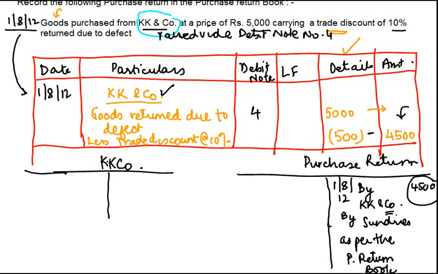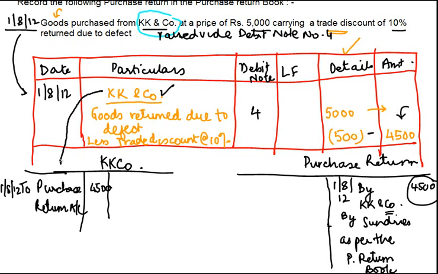Similarly, in the account of KK and Company, you will debit them, again the date has to be the same, to purchase return account 4,500, right? And therefore the posting is completed. So KK is debited, purchase return is credited, right? In case of purchase it was the reverse, because purchase has a debit balance, so expense account was debited. Purchase return, being a reverse of an expense, is credited.